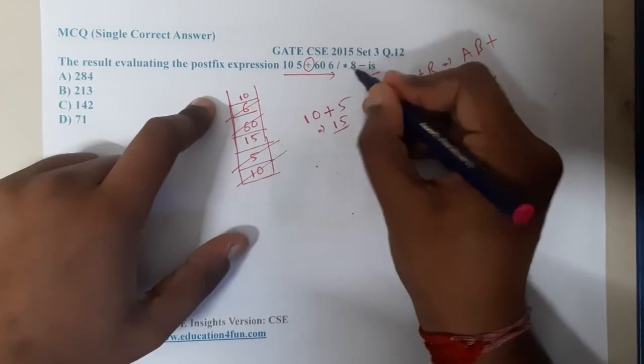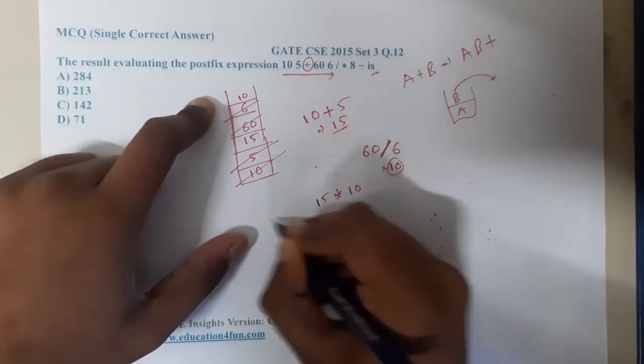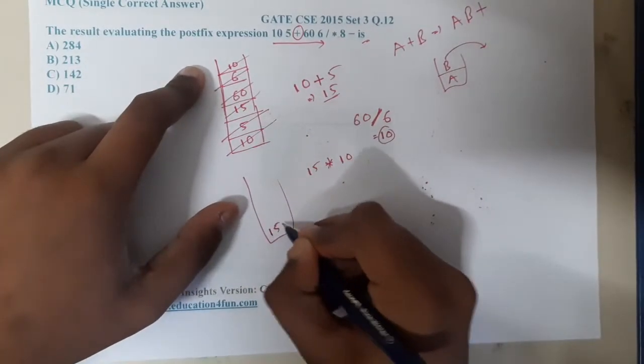What is the next operator? It is a multiplication. So 10 will be here and 15 will be here. I'm just drawing a new stack, because that is completely empty. So 150 will be here.